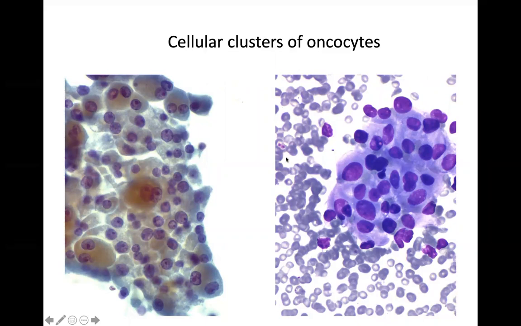So on FNA, oncocytes, again, are going to have that cytoplasmic granularity with the mitochondria. They're going to have large nuclei with prominent nucleoli. And remember that oncocytes can be a metaplastic reactive phenomenon in the setting of chronic thyroiditis. But they could also be something else.